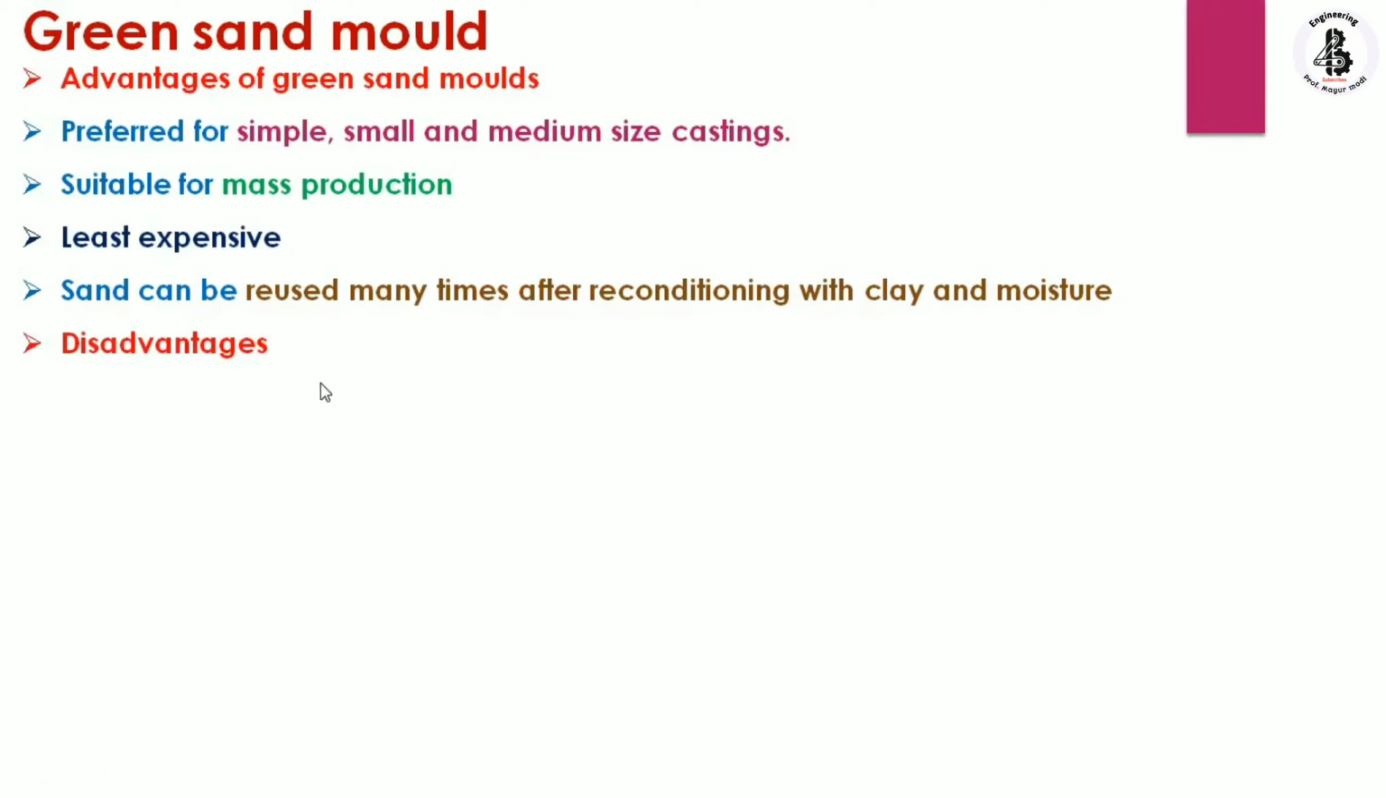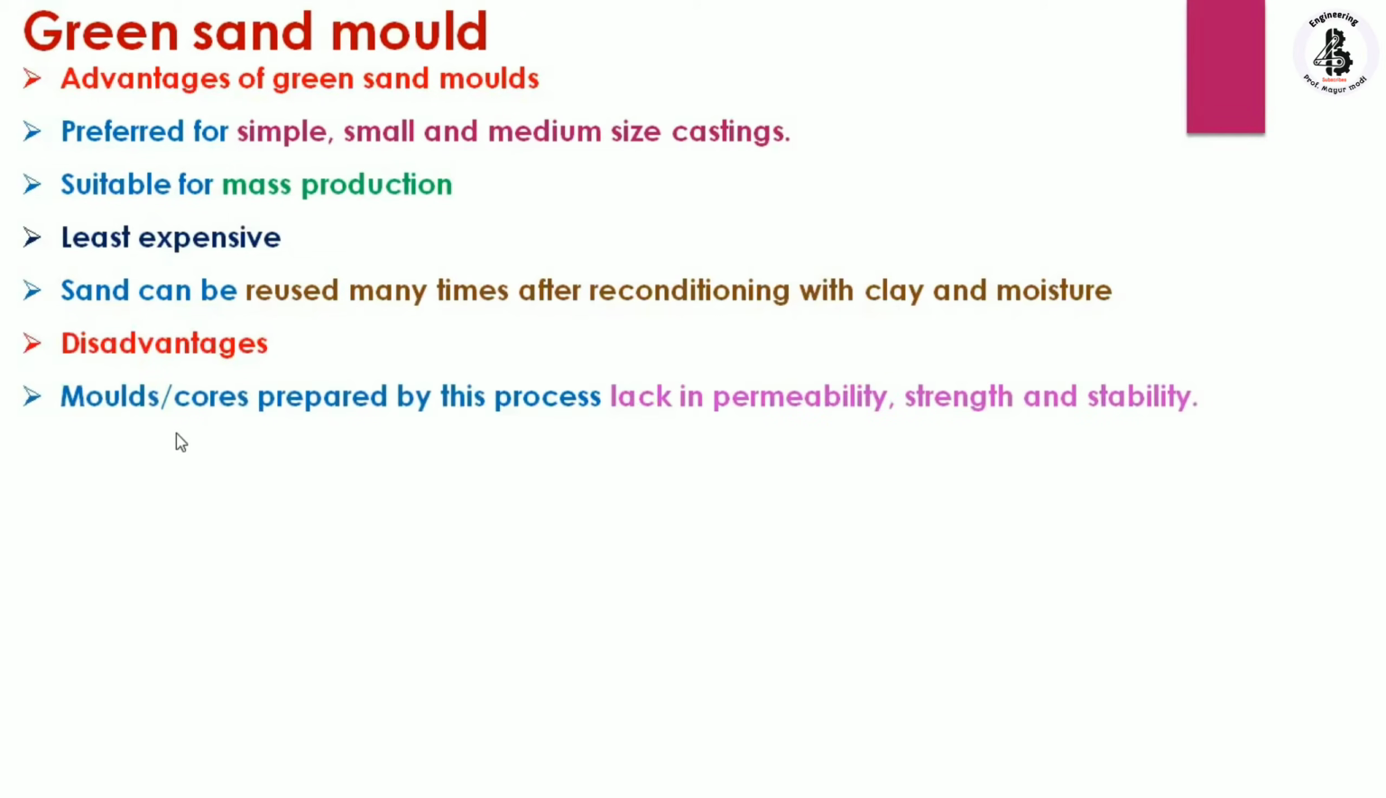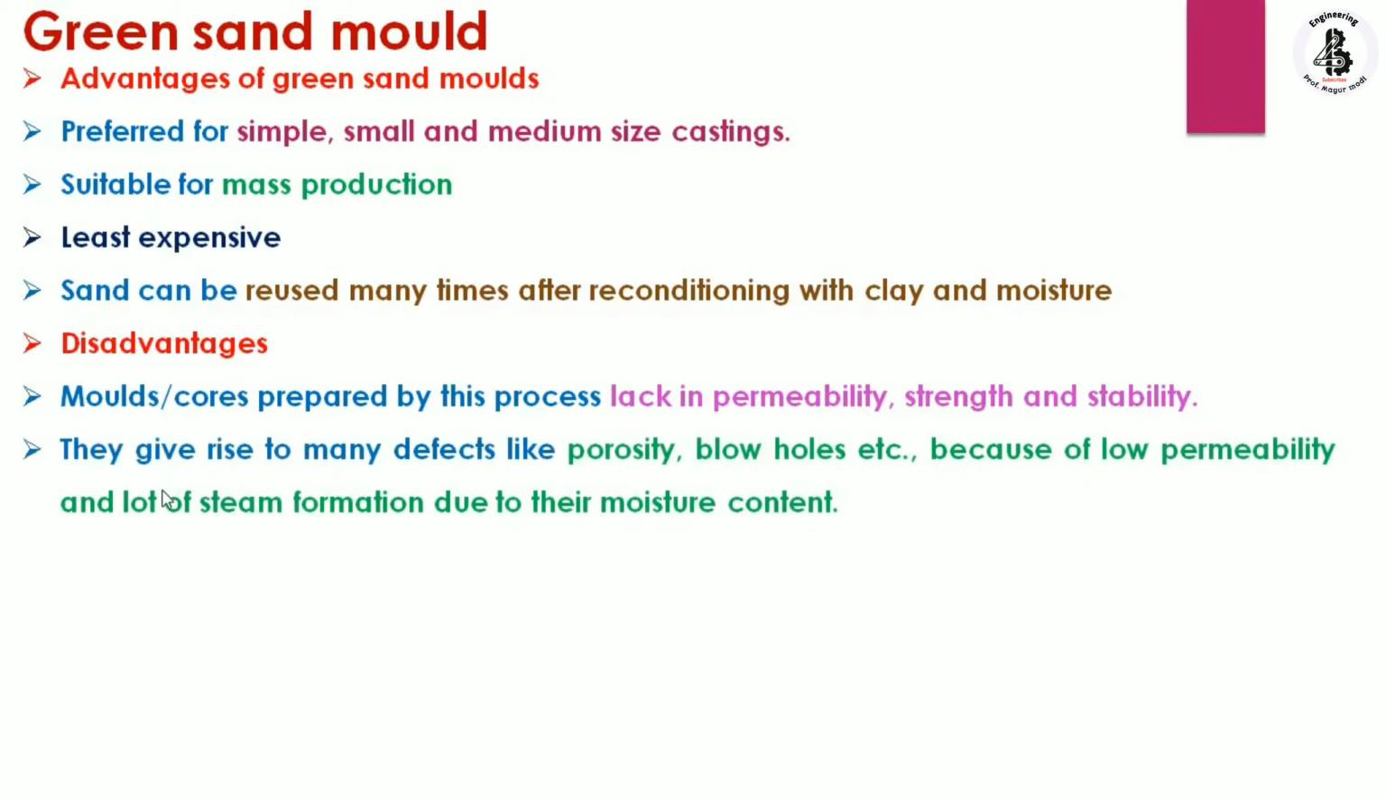Some of the disadvantages: molds, or you can say cores, prepared by this process lack permeability, strength and stability. They give rise to many defects like porosity, blowholes, etc., because of the low permeability and lots of steam formation due to their moisture content. Due to that, it increases casting defects.